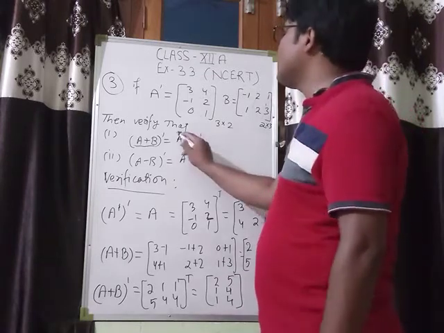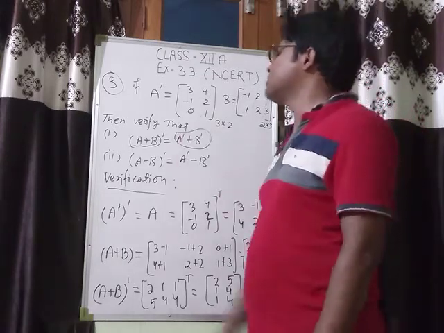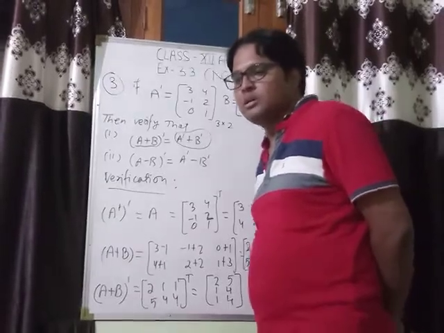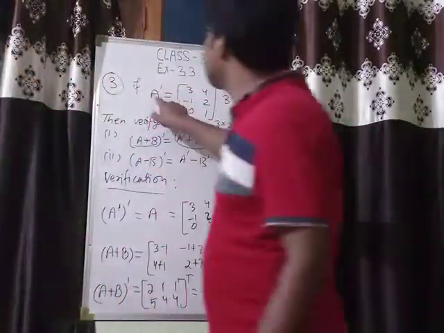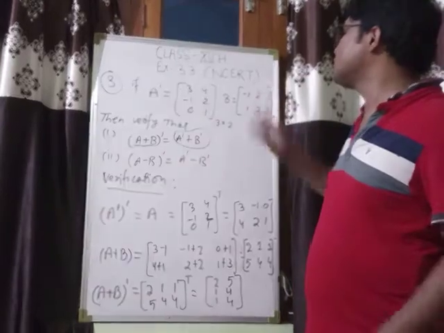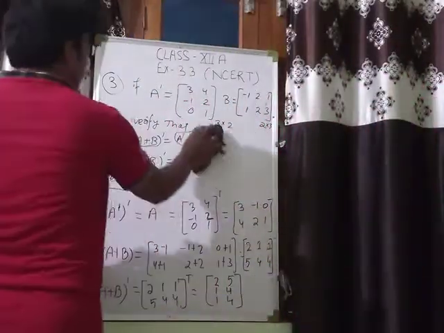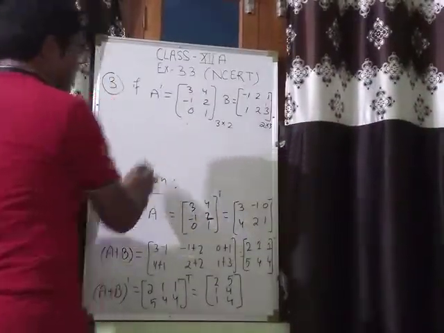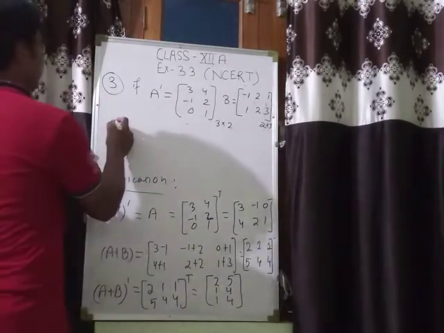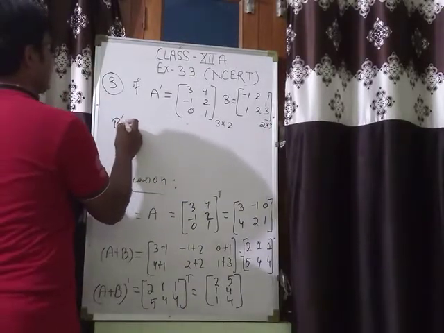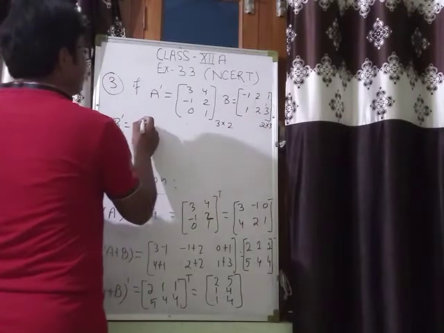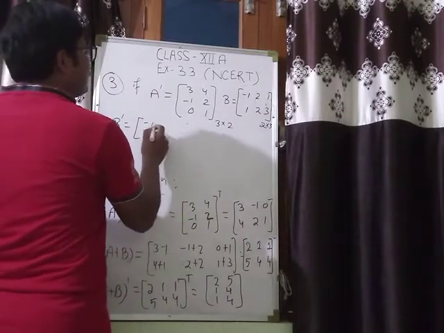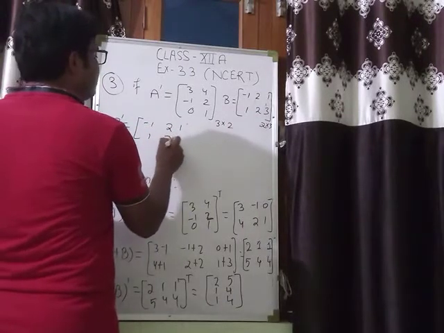Now we have to find out A transpose plus B transpose. So see, A transpose is there. We have to find out B transpose. So find out B transpose. See this one. That is B: minus 1, 2, 1, 1, 2, 3.